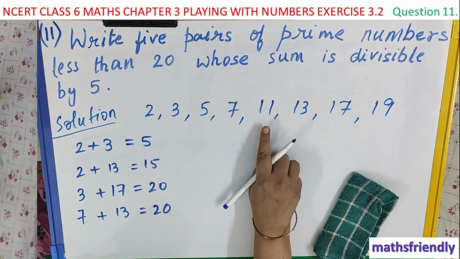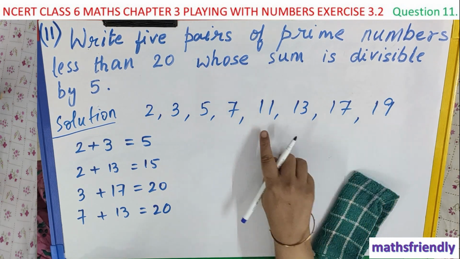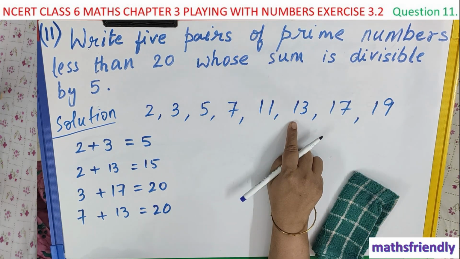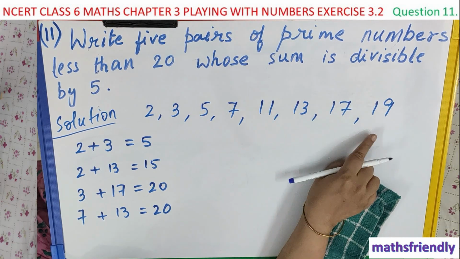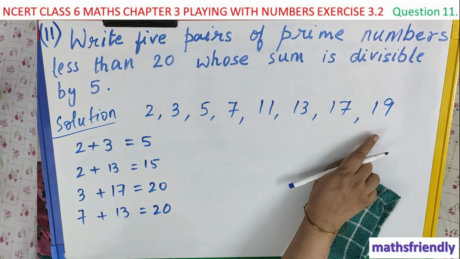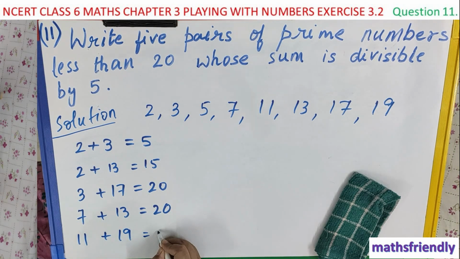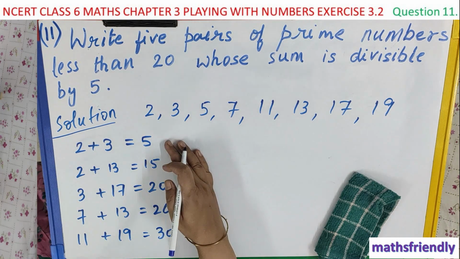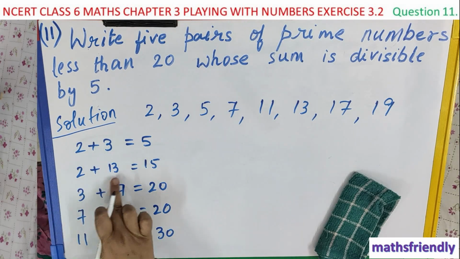What can we take next? Next is 11. 11 plus 13 is not divisible by 5, and 11 plus 17 is also not divisible by 5. 11 plus 19 gives how much? It gives 30, and 30 is divisible by 5. So all these sums are divisible by 5, and we can take these pairs of prime numbers.